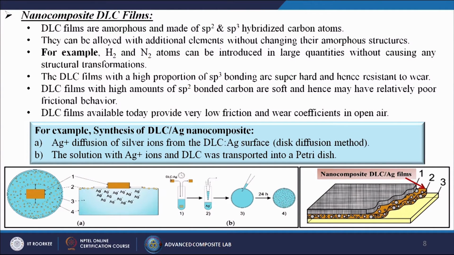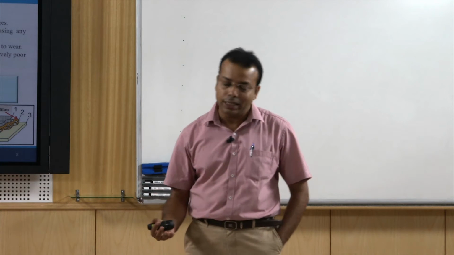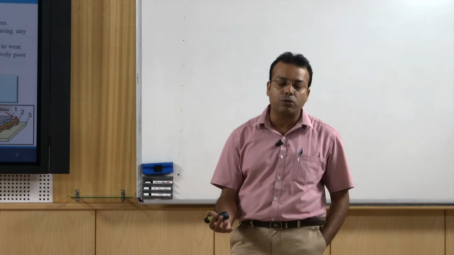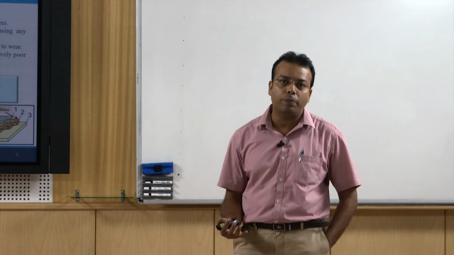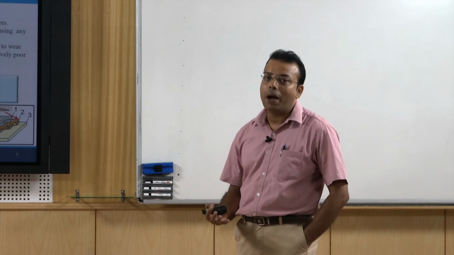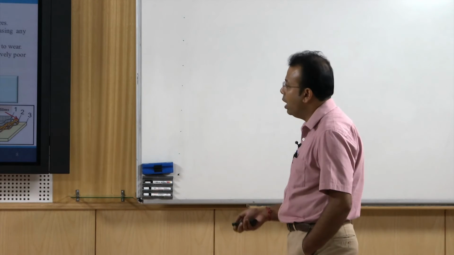They can be alloyed with additional elements without changing their amorphous structures. For example, hydrogen and nitrogen atoms can be introduced in large quantities without causing any structural transformations. So we are not going to change the whole material properties, rather bulk material properties, we are just trying to change the surface properties of that material, so that we can get better surface properties.